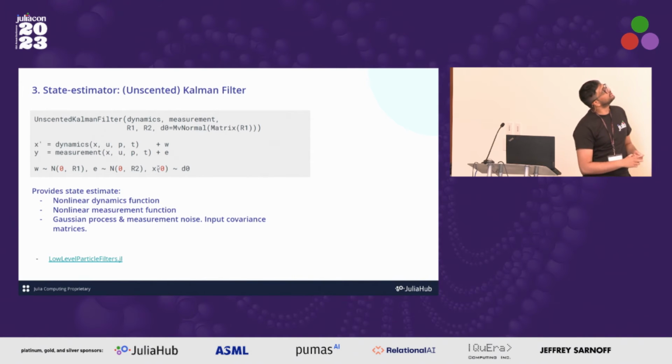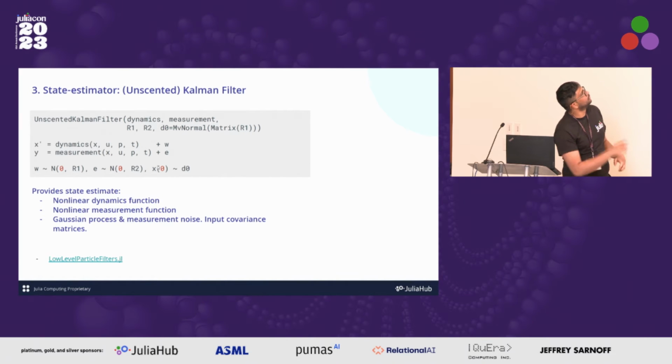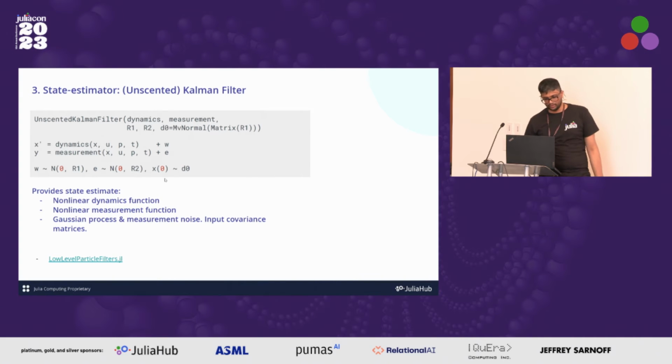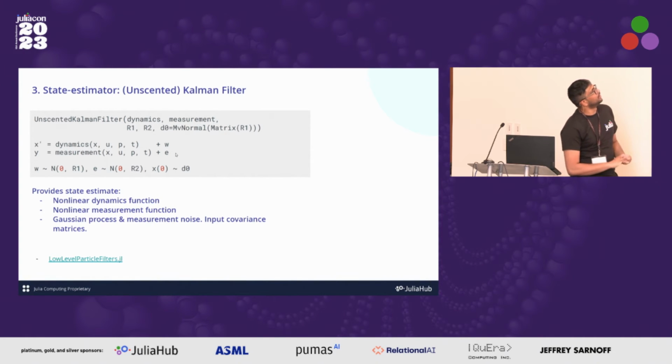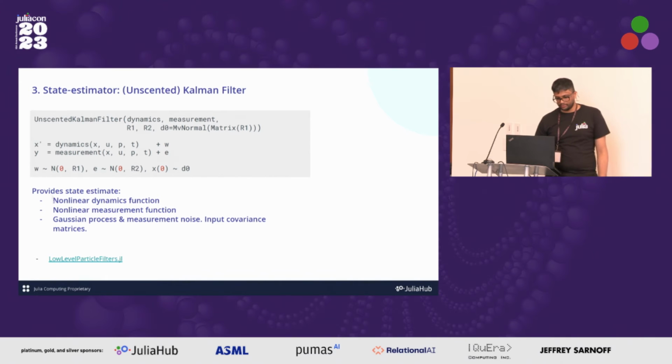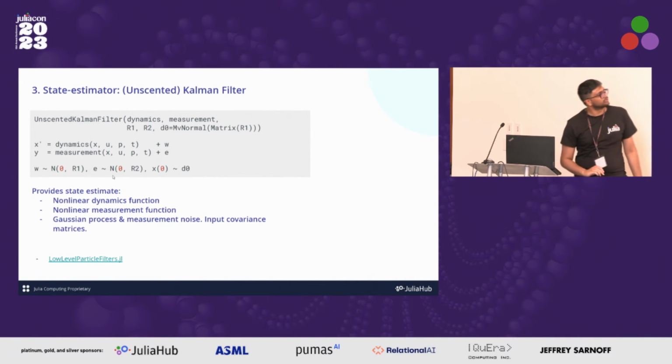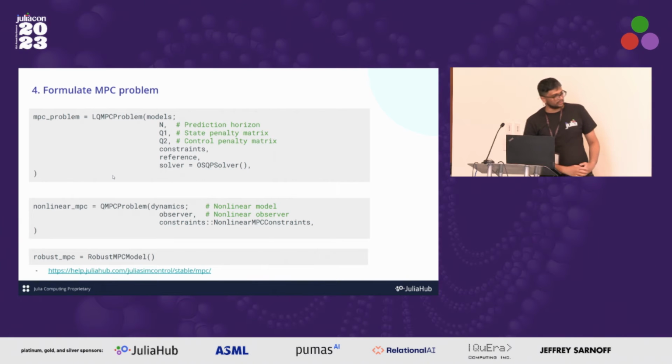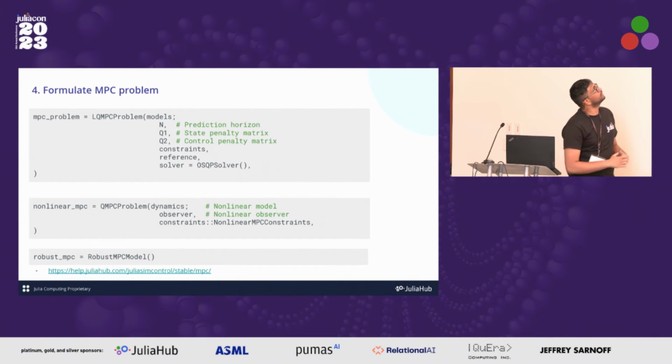Then moving on to the state estimation piece, there are these functions that allow you to define, in low-level particle filters, various kinds of linear and nonlinear state observers, by passing in dynamics and measurement functions from the real model. One would also pass in, in this case, a Gaussian noise model, so the covariance matrices for the process and measurement noise. Then lastly, one would package everything into an MPC problem, and there are various types that are offered.